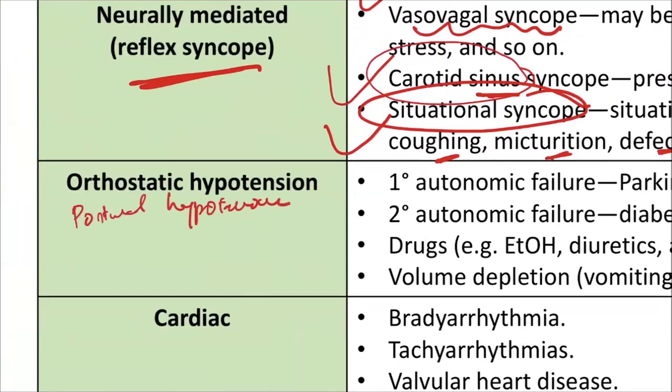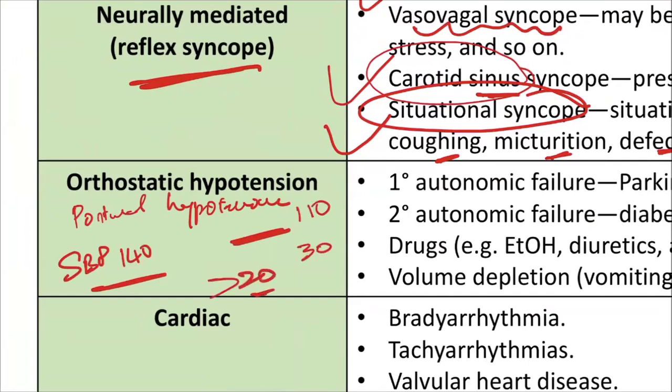What is the definition of it? If the systolic blood pressure in the lying down or sitting position compared to when standing, for example, this was 140 and this becomes 110, the difference is 30. If the difference is anything more than 20 in the systolic, or more than 10 in the diastolic, then we consider it postural hypotension or orthostatic hypotension.